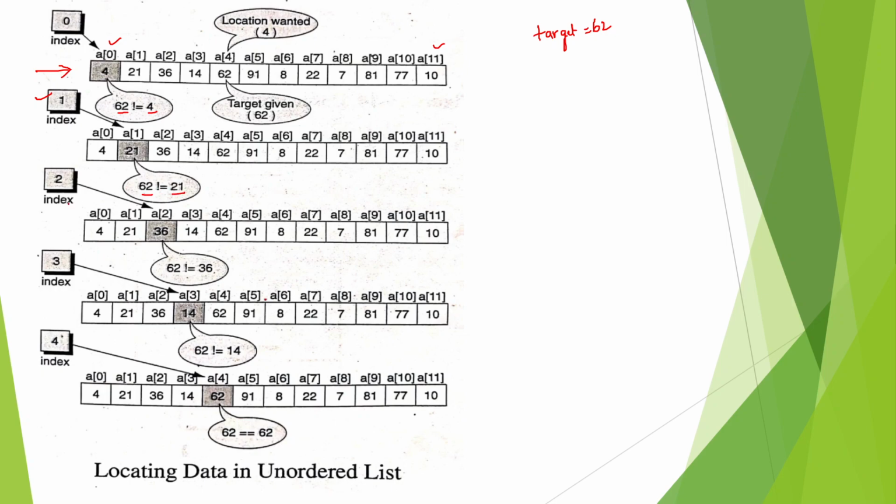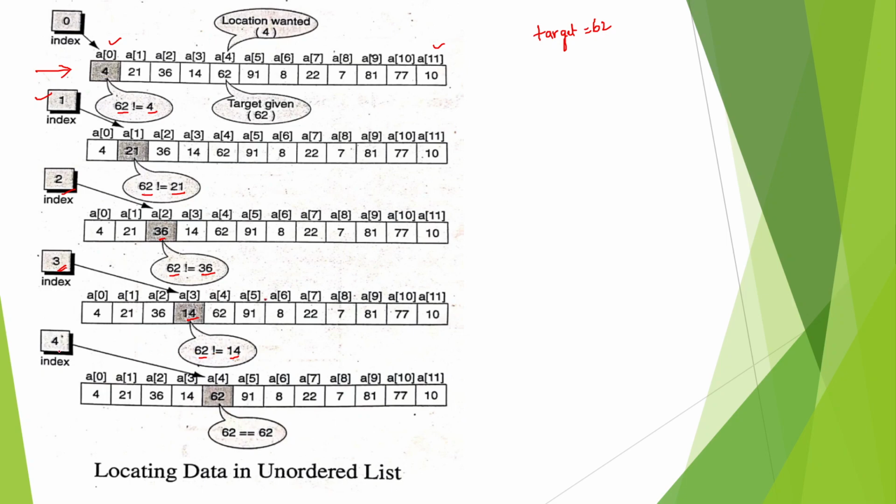So again we increment the index value from 1 to 2 and compare the target with the index 2 item. Here the index 2 item is 36, as you can see. So our target 62 got compared with 36. Again it is a no match. So simply increase the index from 2 to 3 now and go to the third index item, which is 14. Compare 62 with 14. Again here also it is a no match.